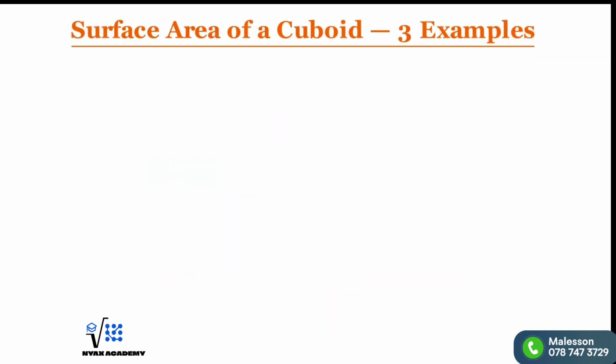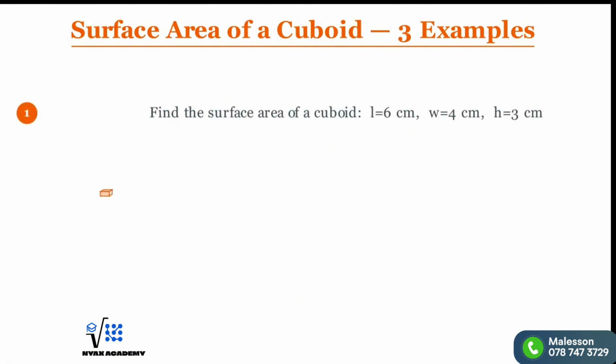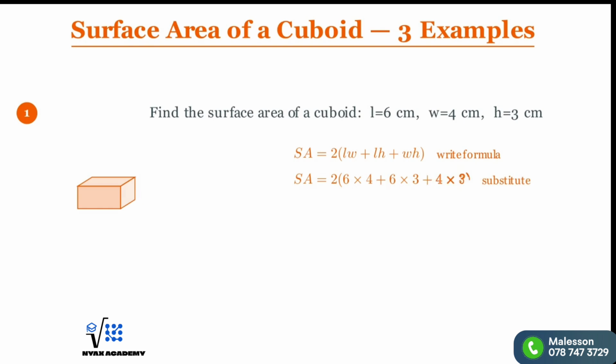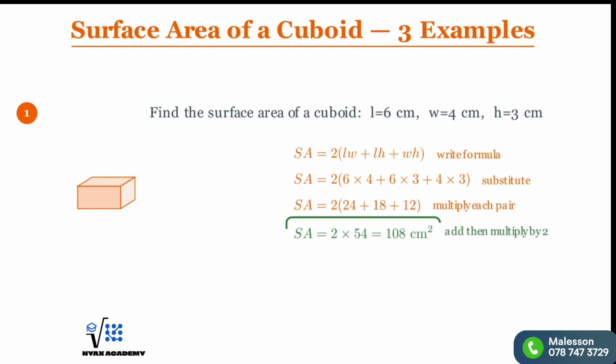Let's continue by finding the surface area of a cuboid with a length of 6 centimeters, a width of 4 centimeters, and a height of 3 centimeters. We start by writing our formula, then we substitute our values. Multiplying each pair, we get a surface area of 108 square centimeters.